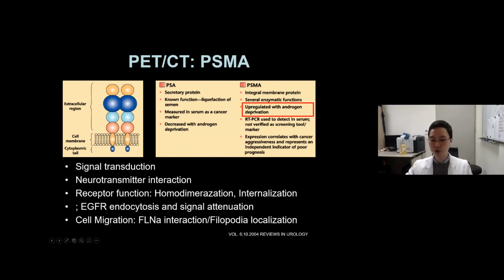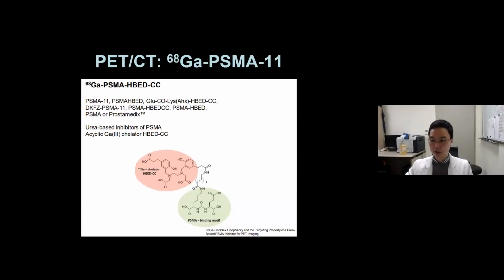So there has been attempts to target this promising membrane protein. So the most widely investigated and well-established tracer is the PSMA 11, which is now FDA approved as gallium-68 PSMA 11. And it has a strong binding affinity for PSMA, and it can effectively internalize into tumor cells. Also, it showed a superiority than conventional imaging modalities in biochemical recurrent patients.